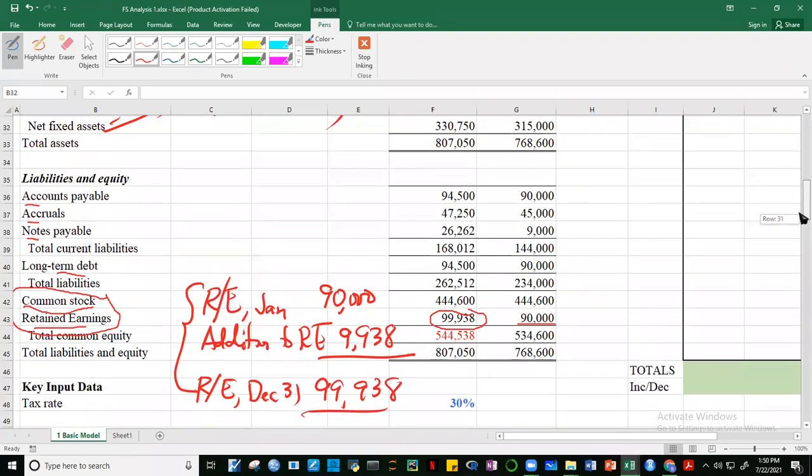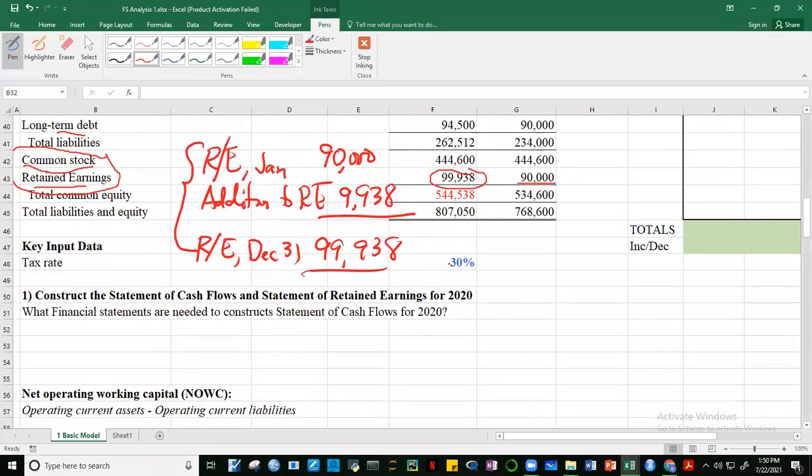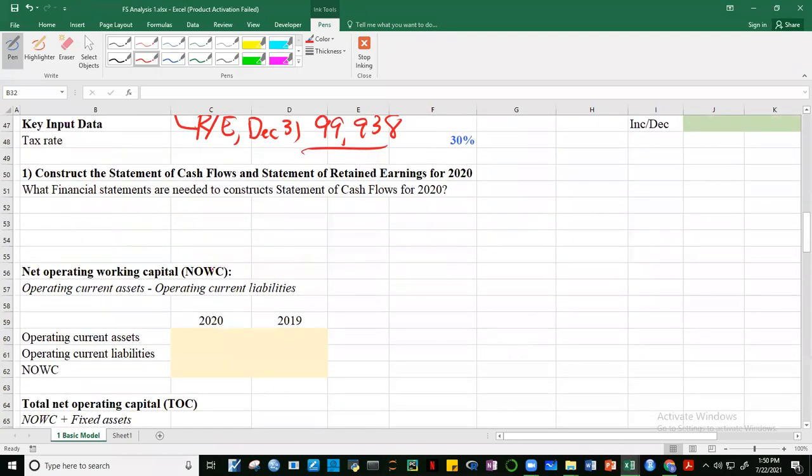Okay, so guys, question number 1. Construct the statement of cash flows and the statement of retained earnings. The statement of retained earnings, we've already done. So we'll do the statement of cash flows. What financial statements are needed? What financial statements do we need in order to construct the statement of cash flows?